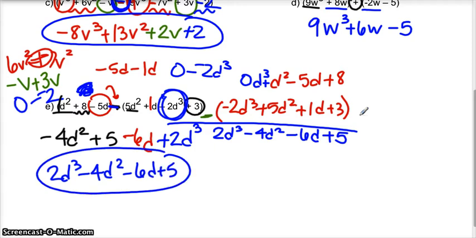What I did while the video was paused was, so where's my work? Kind of stops right here. I put everything in order and I lined up my d to the thirds, my d squareds, my d's, and my constants. And I recognized, as it's in blue, that there was no d to the third in the first expression. So I put in a 0 and then I subtracted vertically. Either way, should give you the exact same answer.